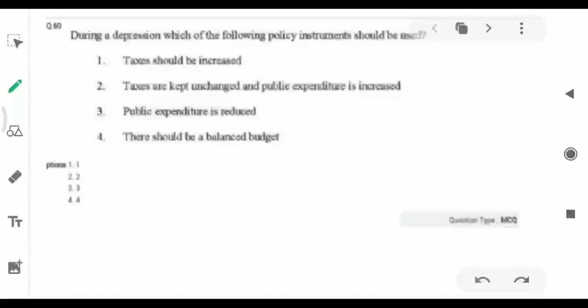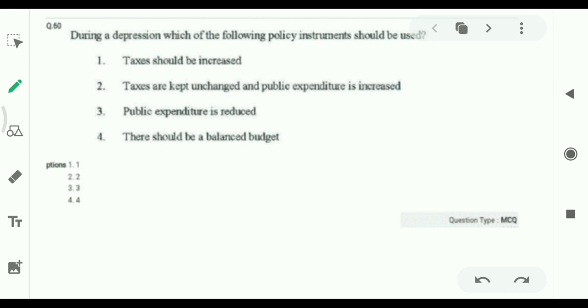Hi viewers, the question you see on this screen is from a previous year UGC NET Commerce examination. Here we are asked about the policy instrument which should be used in the period of depression, and we are given four examples. So this is a question related to fiscal policy.